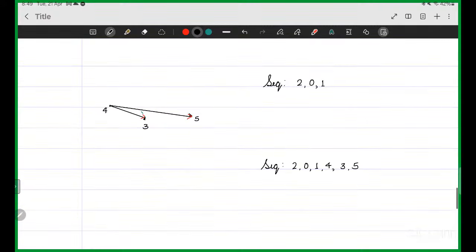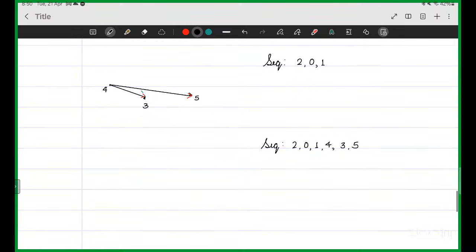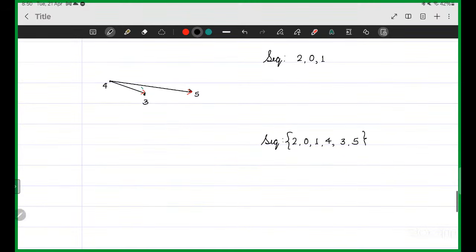Since you are removing a vertex at each step, could it be 4, 3 as well? Or do we need to put them in increasing or decreasing order? No, the order is random, as long as the vertex that you're deleting at any given step has in degree equal to 0, you can choose whichever you want. Okay, so this is one possible sequence.